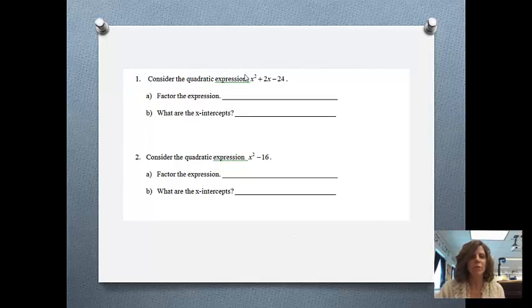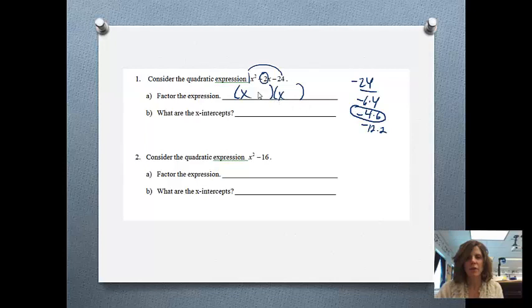If you were to factor the expression x squared plus 2x minus 24, remember we take the 1 times the negative 24. We're going to be looking at what times what would give me negative 24: negative 6 times 4, negative 4 times 6, negative 12 times 2. I do notice we wanted to get a positive 2, a negative 4 and a positive 6 will do it. So minus 4 plus 6. So that is factored.